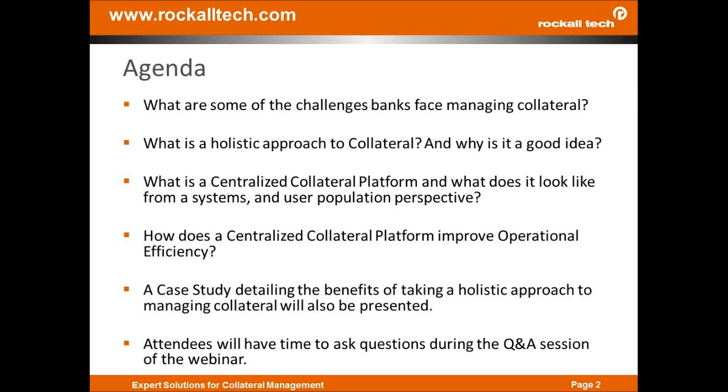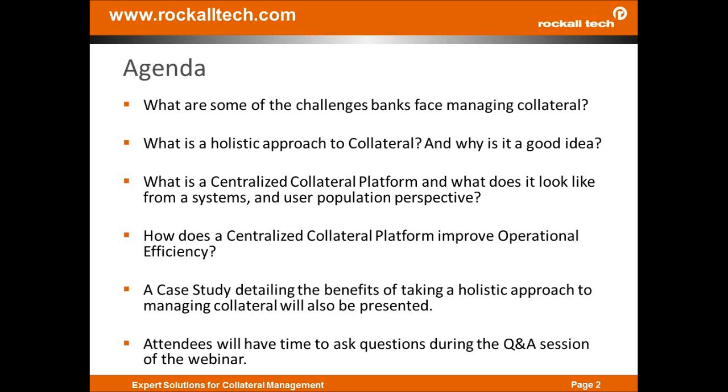The agenda we're going to follow today is, initially, to look at, from our experience of the market, the kinds of challenges we see people facing out in the banking world in relation to how they manage their collateral and the collateral operations.